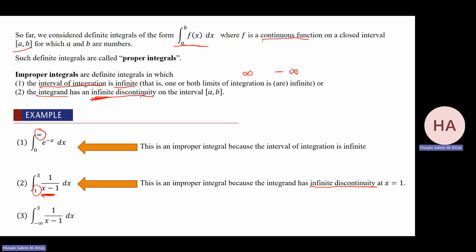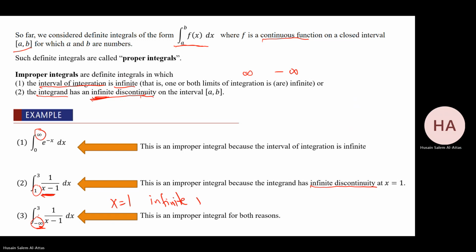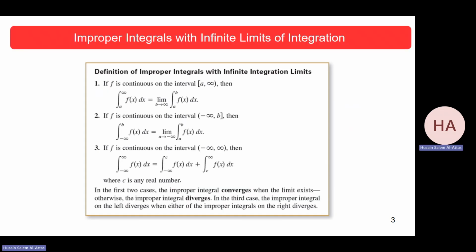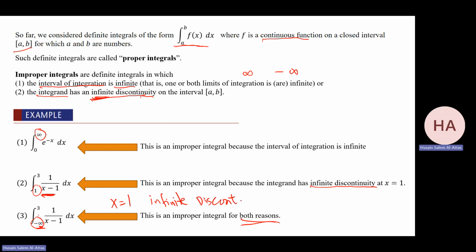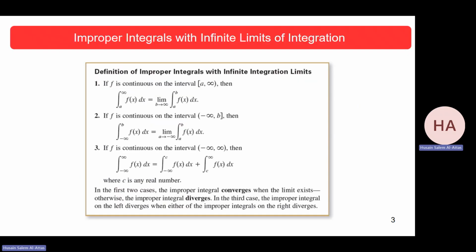This one we have minus infinity. This will be the cases. Actually, this is for two reasons: for minus infinity, and also at x equal 1, we have infinite discontinuity. So we have two reasons. This is what they mean by improper integrals. We'll talk about two cases.